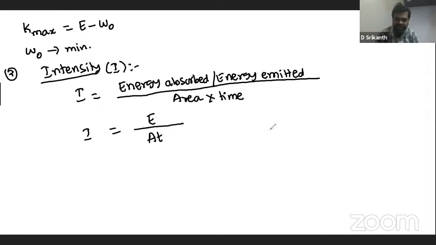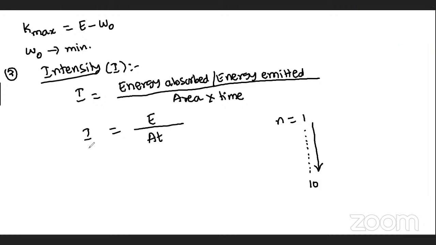Suppose initially I have the number of photons as 1, and thereafter I increase it, let us consider to 10. As the number of photons increases, what will happen to intensity? It increases. That means as the number of photons increases, energy of the incident radiation increases. Due to that, intensity will increase.